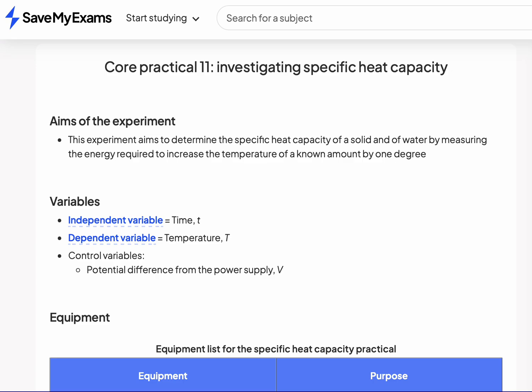This is how you do the core practical about investigating specific heat capacity if you're doing Physics IGCSE for the Edexcel course.